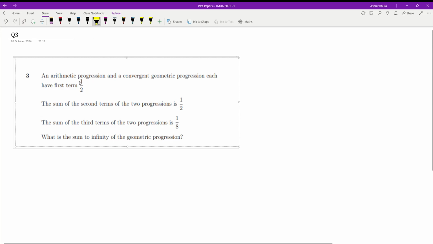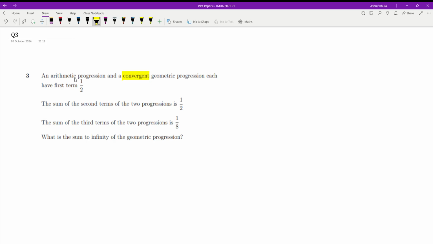An arithmetic progression and a convergent geometric progression each have first term as 1/2. Okay, so let's say the arithmetic progression we have is 1/2, then the next term should be 1/2 + d, the next term should be 1/2 + 2d, next term should be 1/2 + 3d, and it goes on like this.